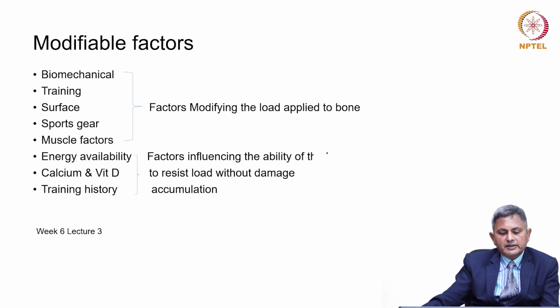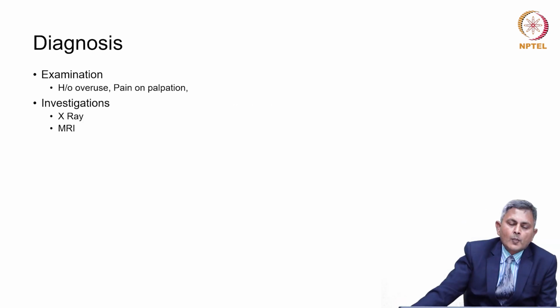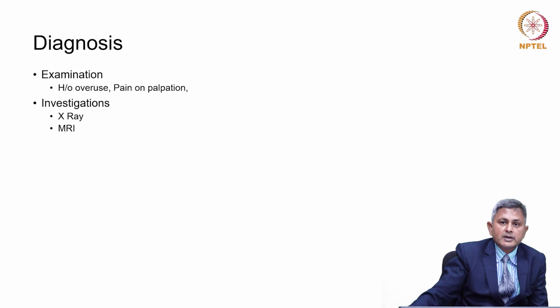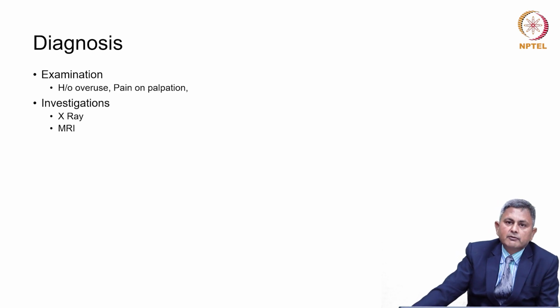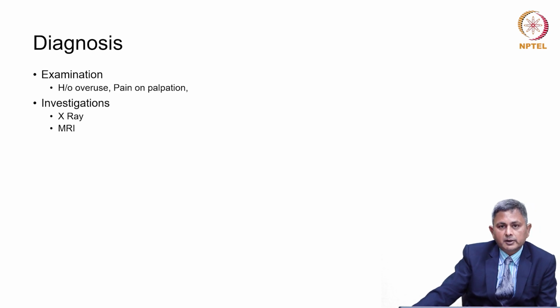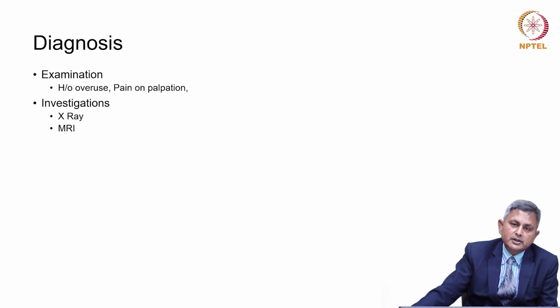The modifiable factors for the bones are the biomechanical, training, surface, sports, and the muscle factor. And the factors which resist fractures are energy availability, calcium, vitamin D, and training history. And how do you diagnose? By examination and history. There must be a history of overuse, and with the help of investigations like X-ray and MRI. MRI gives you a clear-cut picture, either in T2 images or in T1 images. There will be edema, cortical edema, in the MRI images.